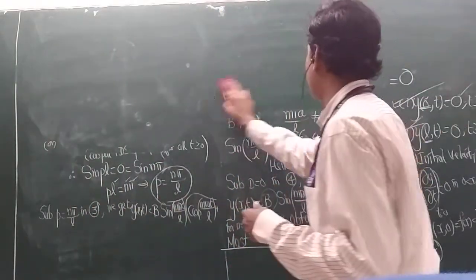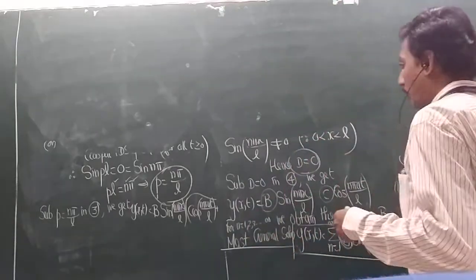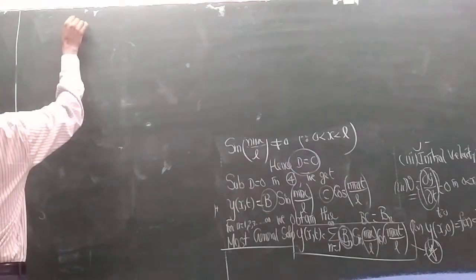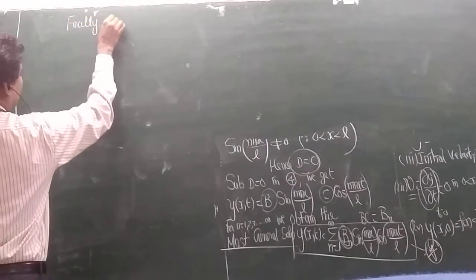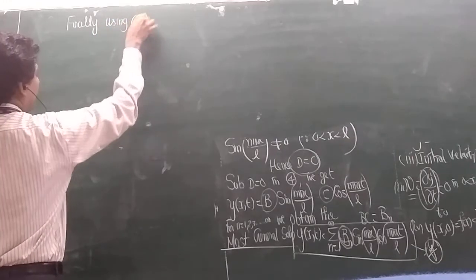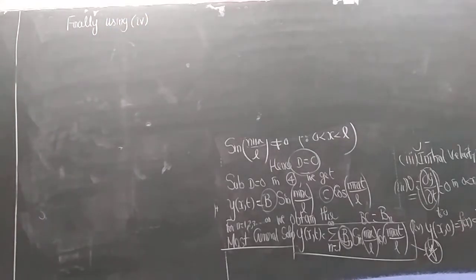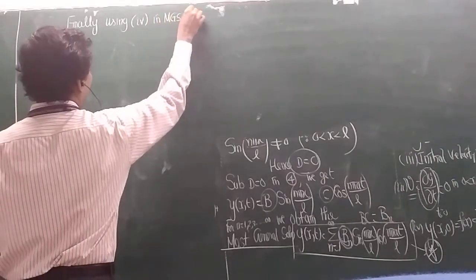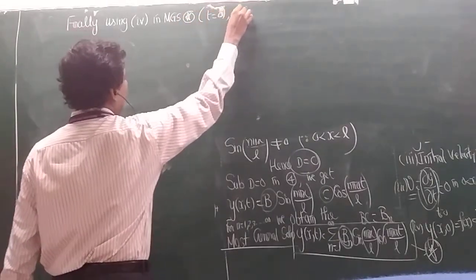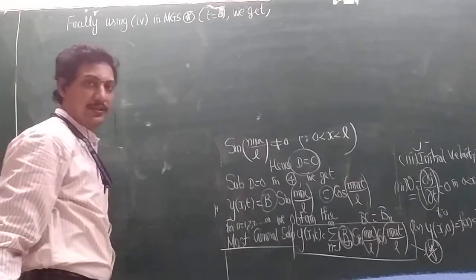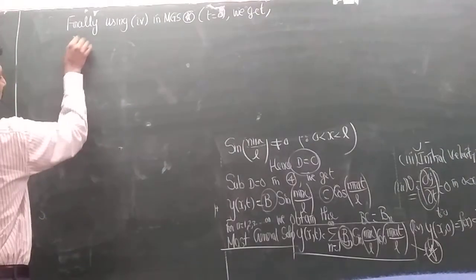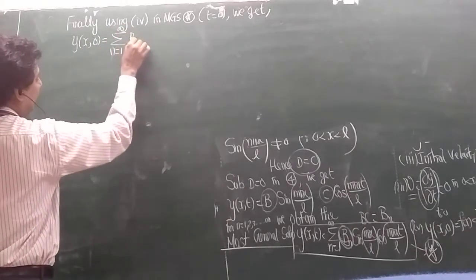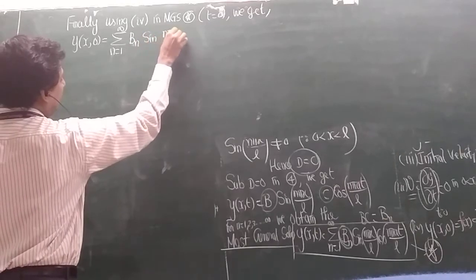Using the fourth boundary condition in the most general solution. Finally, using condition number 4, it's the last boundary condition, no other options are there. In the most general solution equation star, by putting t equal to 0, we get y of x comma 0 is equal to sigma n is equal to 1 to infinity capital Bn sin n pi x by L.